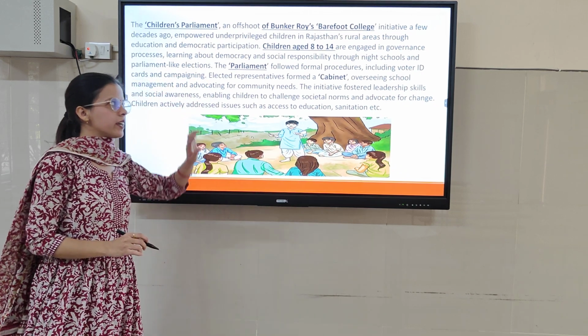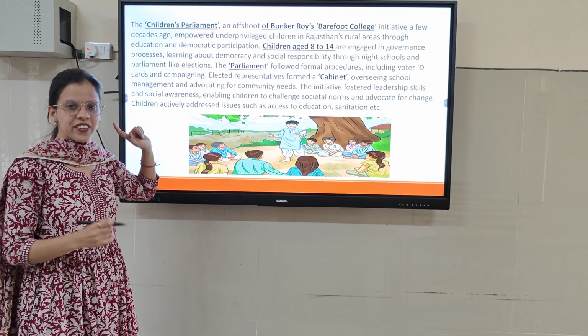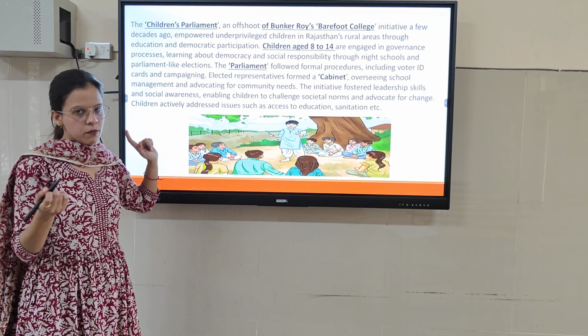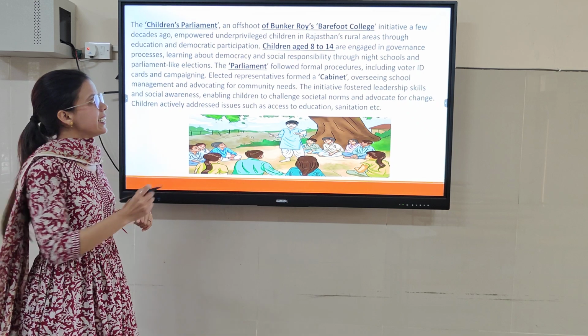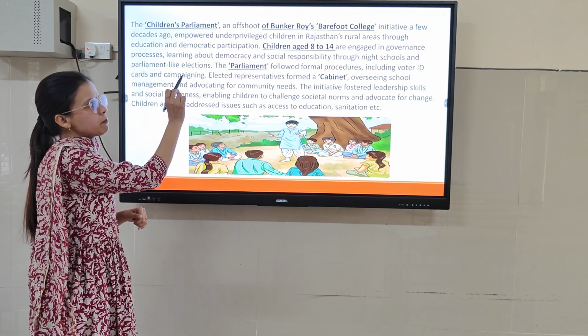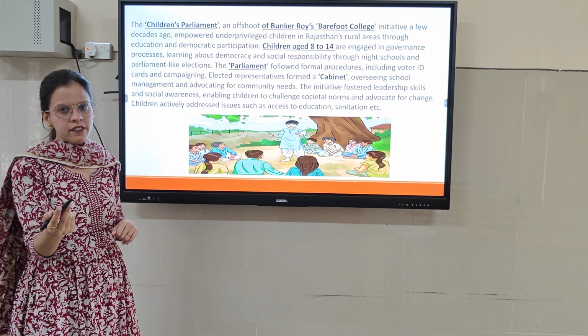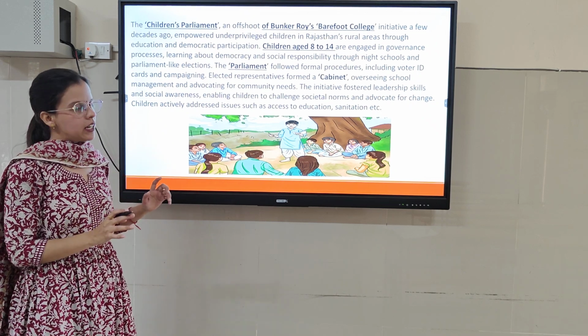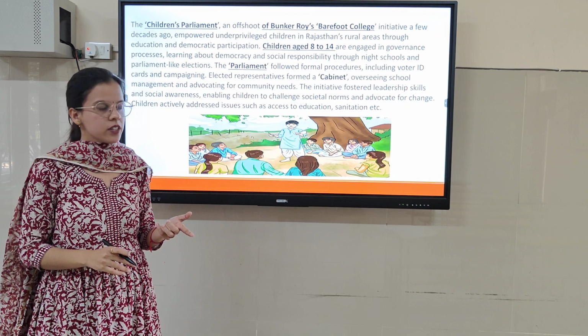One more very important example given in your book is the Children's Parliament. We have the Parliament, the Lok Sabha and the Rajya Sabha, where various issues are discussed and laws are made. It is an offshoot of Bunker Roy's Barefoot College. So there was a college, and that college took an initiative that okay, we should start a Children's Parliament. Now it's a very interesting example. We'll see how this parliament works.